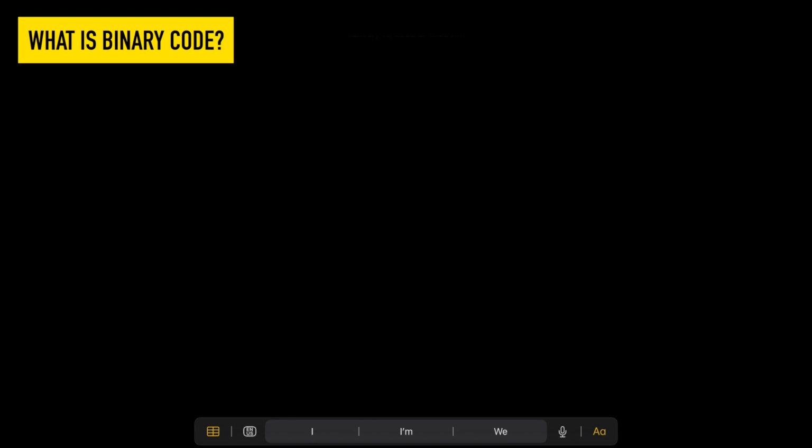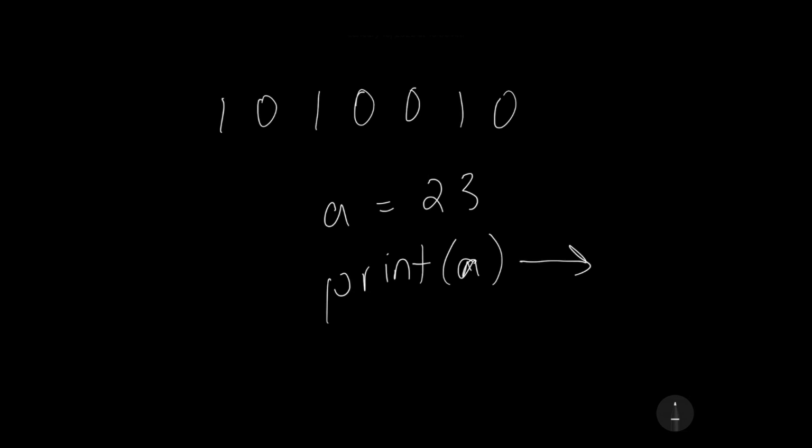Okay, so why do we use binary? When we talk to each other, we use our voice to communicate, and we use languages like English, Spanish, whatever. However, the language that a computer and all computer systems use is binary, so ones and zeros. Whenever we write code in Python, for example, a equals 23, print a, this just gets converted into a series of ones and zeros that's then run by the computer's processor.